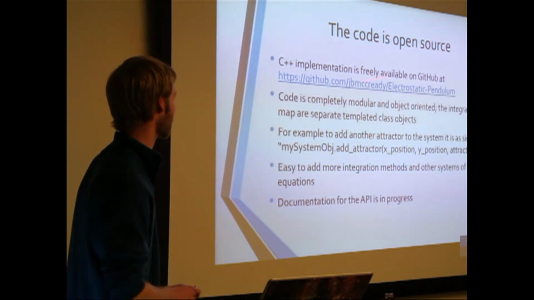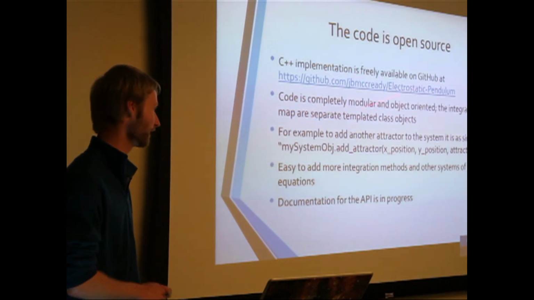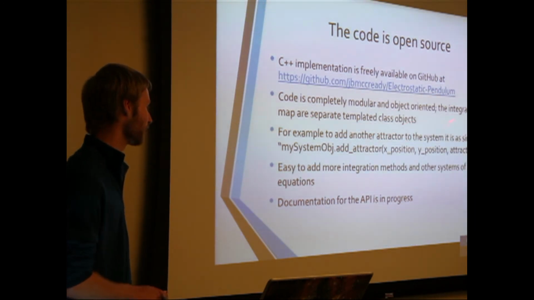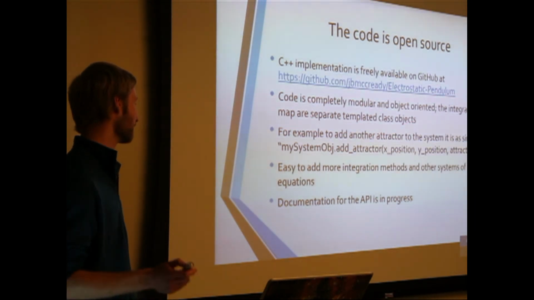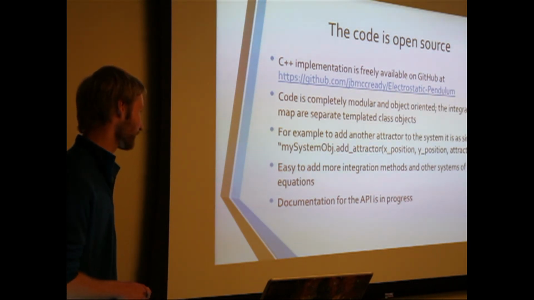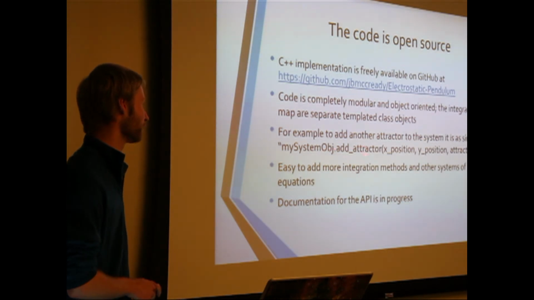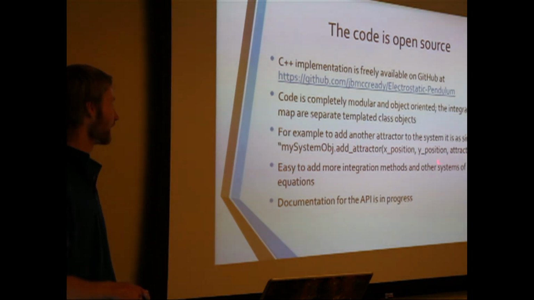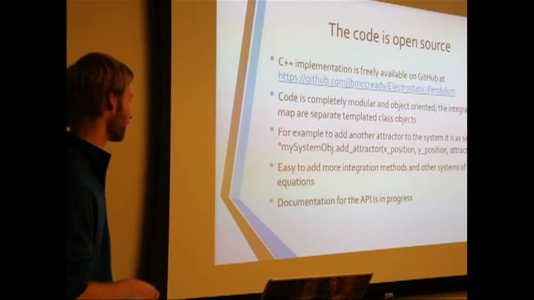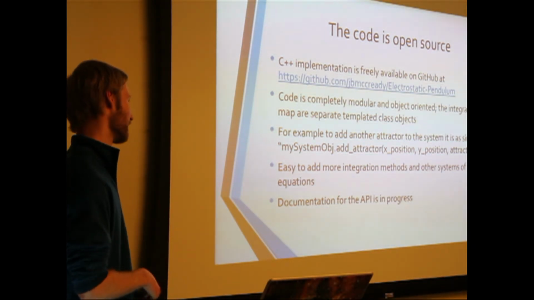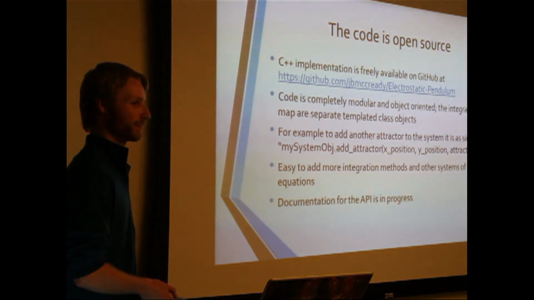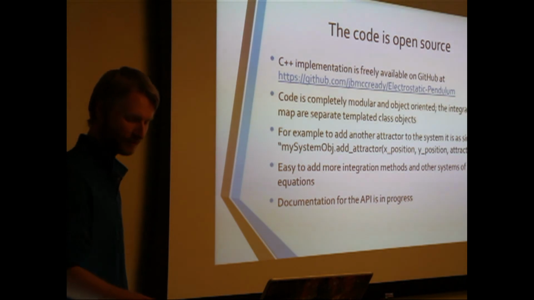So I just want to mention the code is open source. The C++ implementation is freely available on GitHub. It's completely modular and object-oriented, so the integrator, the system, and the map are completely separate and easy to interact with. For example, if you want to add another attractor to the system, it's as simple as calling a function, giving it an x position, a y position, and an attraction strength. It'll add that to the system, and when you go to generate the map, it'll generate the map according to that. You can set the colors for all of the attractors, all of that kind of thing. So it's easy to add more integration methods and other systems of differential equations, and documentation for this API is in progress.